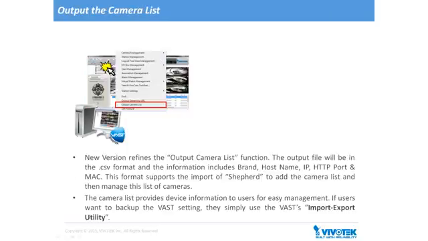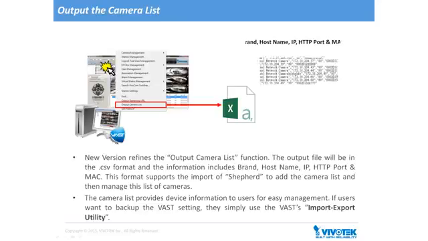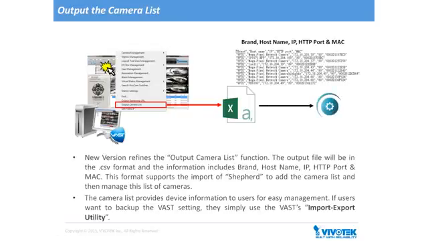The new version also refines the output camera list function. The output file will be in the .csv format, and information includes brand, hostname, IP, HTTP port, and MAC. This format also supports the import of Shepherd to add a camera list and then manage this list of cameras. The camera list provides device information to users for easy management. If a user wants to back up the VAST setting, they simply use VAST's import-export utility.